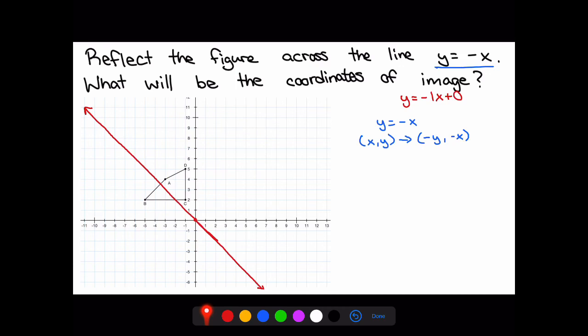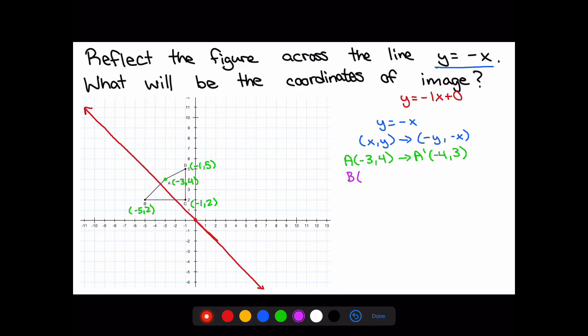So now I'm going to go ahead and find each of my original points. A is at -3, 4. B is at -5, 2. C is at -1, 2. And D is at -1, 5. I go ahead and I start plugging these in. So A was at -3, 4. So therefore A prime should be at -4, 3.